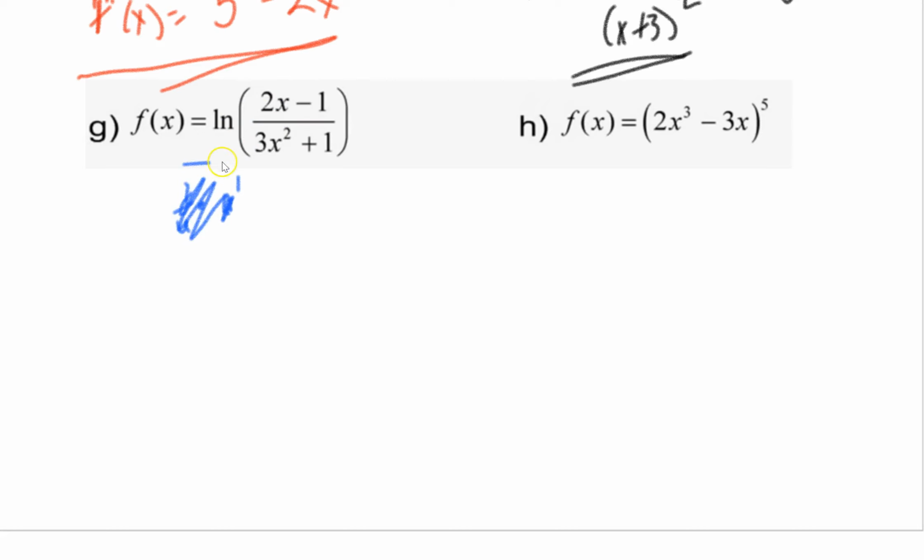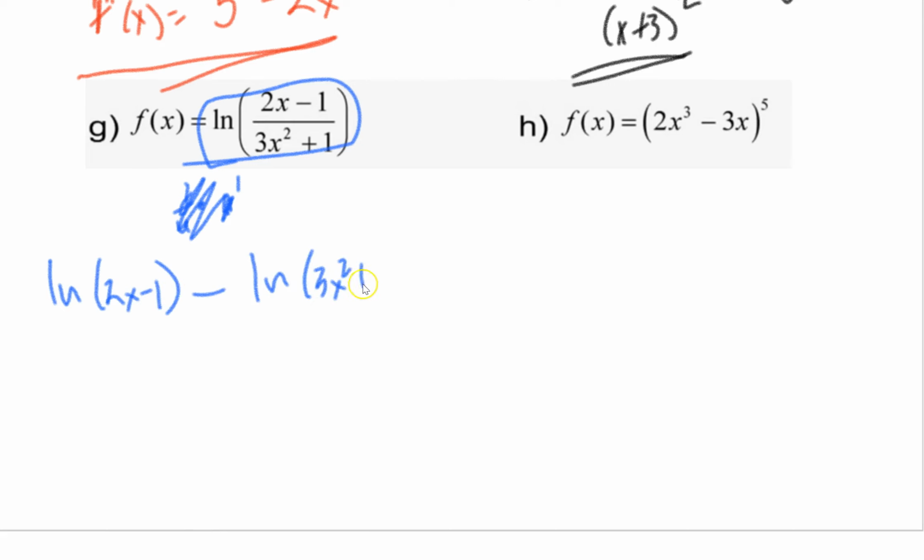That's actually the ugly way of doing this one. The shortcut is use your natural log rules. Remember, natural log of divide means subtract, so it's natural log of 2x minus 1 minus natural log of 3x squared plus 1. This is a short, easy way of doing this, because divide means minus in logs.